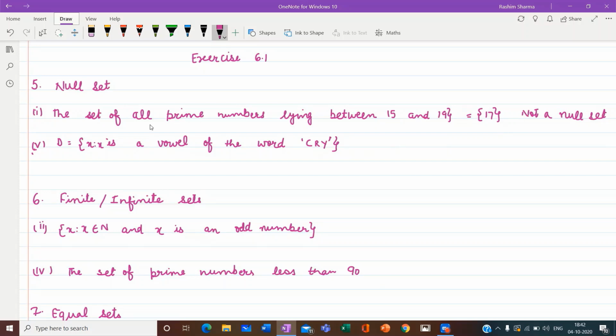Next, fifth part is D is equal to {x such that x is a vowel in the word cry}. Is there any vowel in this word cry? No. So here I can write that D is an empty set or null set. It can be written by empty braces or the phi sign. Both work for it. So D is a null set.